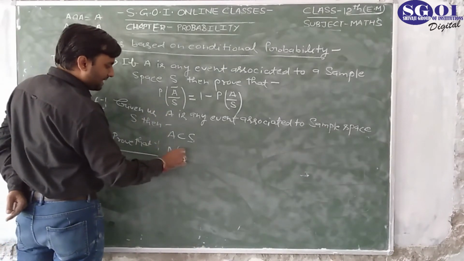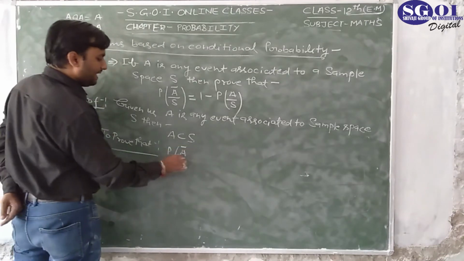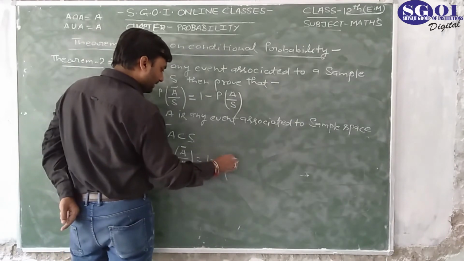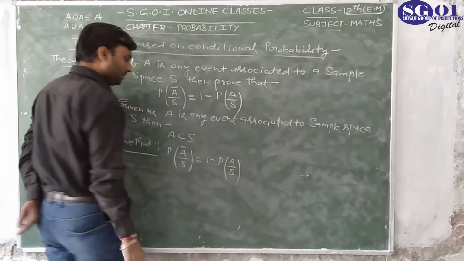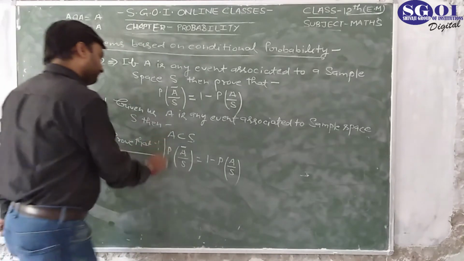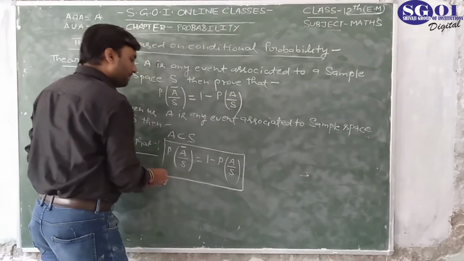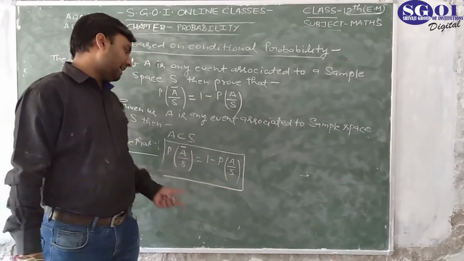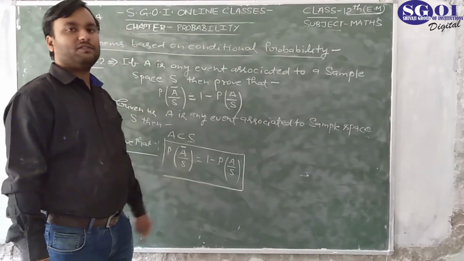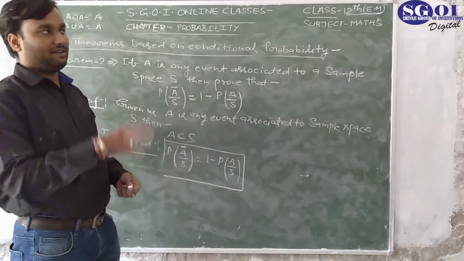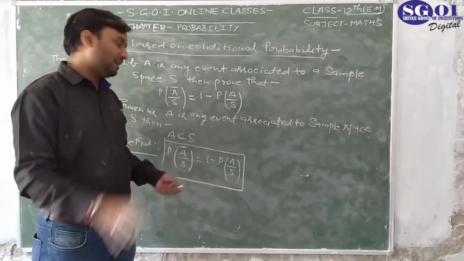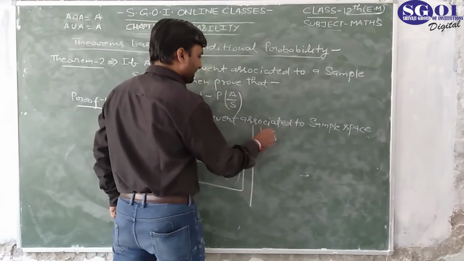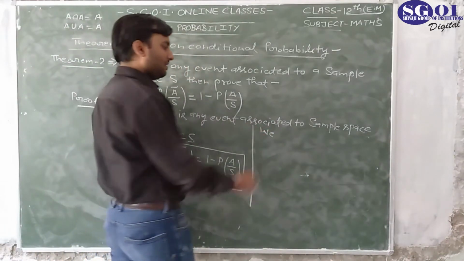probability of A bar, meaning A not, given S is equal to 1 minus probability of A given S. So how can we prove it? We can prove it in a simple way. First we will find the value of probability of A given S, and then we will find the probability of A bar given S, and after manipulating a few lines we will get this theorem. So what is the probability of A given S?